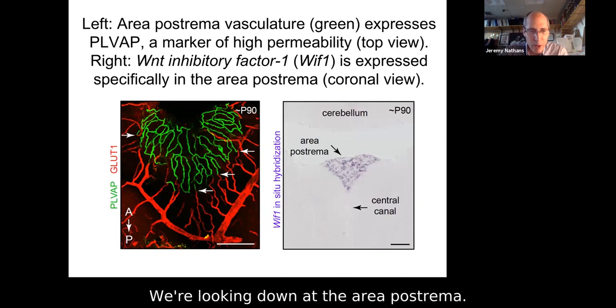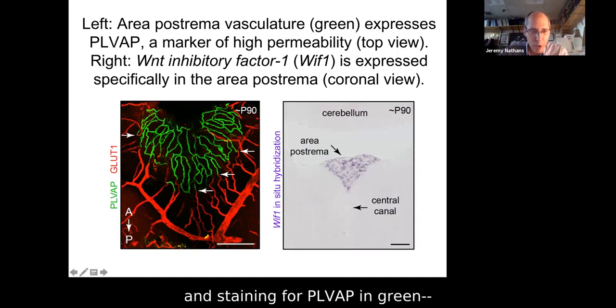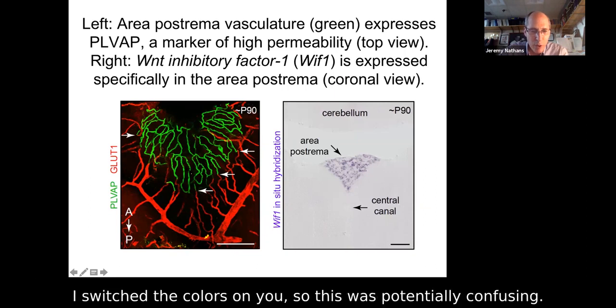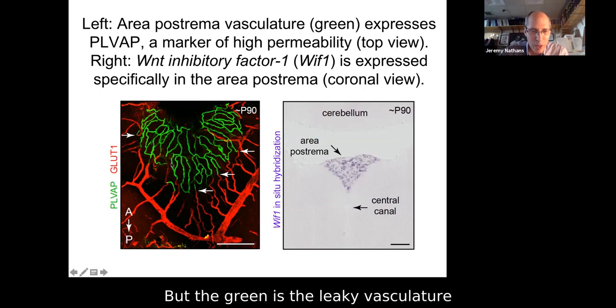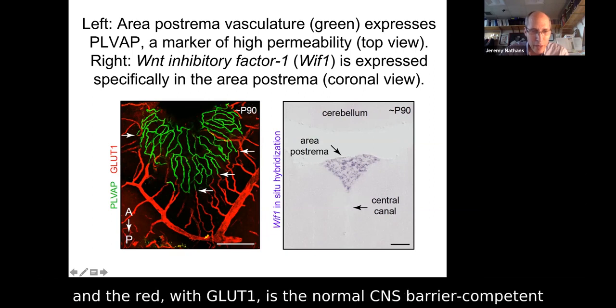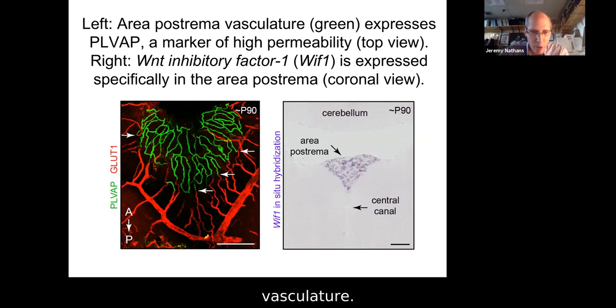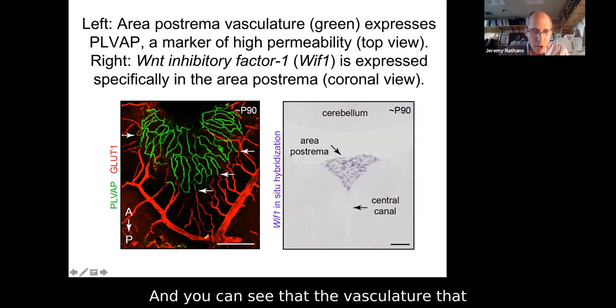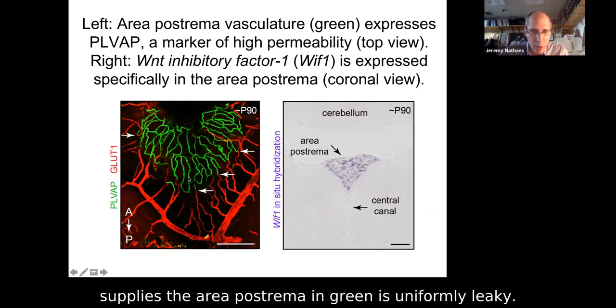We're looking down at the area postrema, and we're looking at its vasculature and staining for PLVAP in green. I switched the colors on you, so this was potentially confusing, but the green is the leaky vasculature, and the red with GLUT1 is the normal CNS barrier competent vasculature. And you can see that the vasculature that supplies the area postrema in green is uniformly leaky.